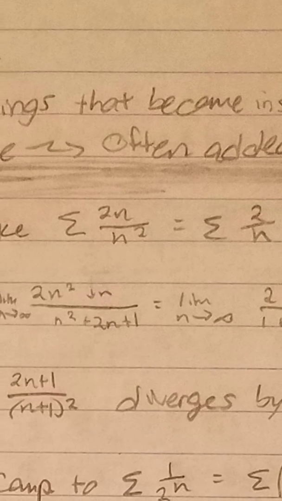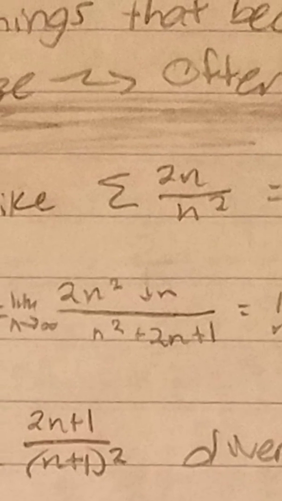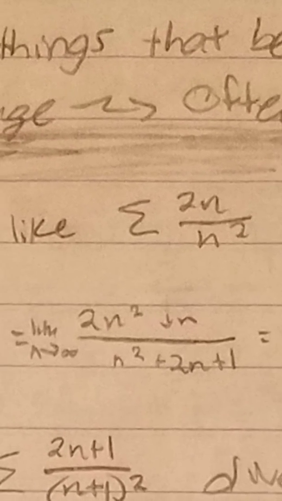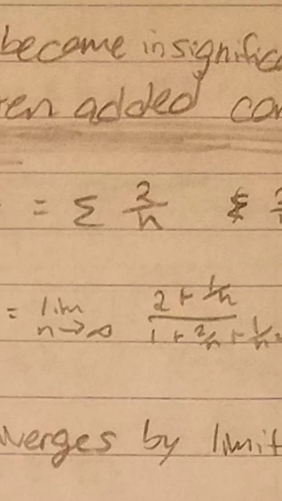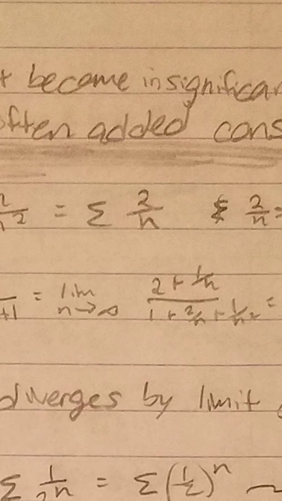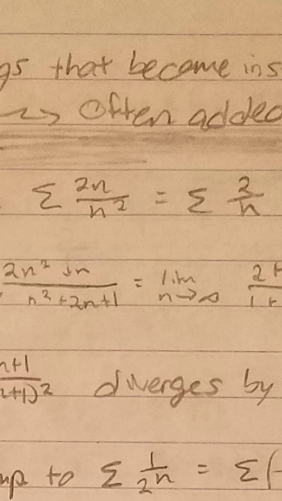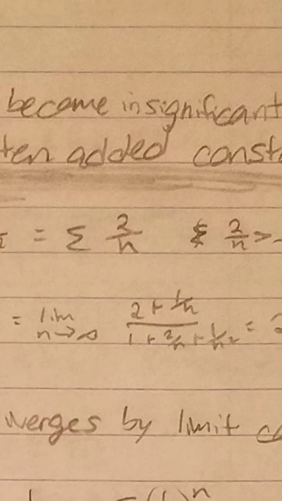So now you've got to cancel some stuff out. The way to do that would be to multiply by 1 over n squared on the top and the bottom. I didn't write that in, but just imagine multiplying the numerator and the denominator by 1 over n squared. You will get the limit as n goes to infinity of 2 plus 1 over n over 1 plus, obviously, if you're multiplying by 1 over n squared, that becomes 2 over n, and that becomes 1 over n squared.